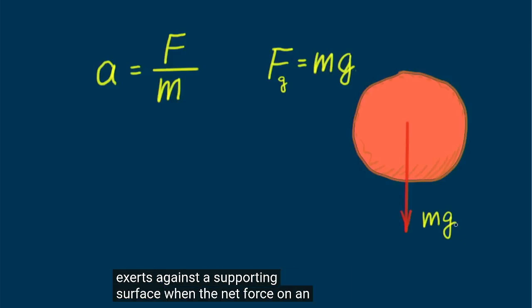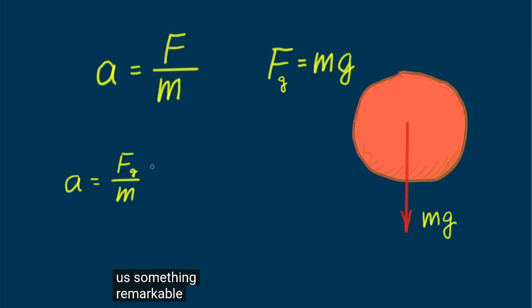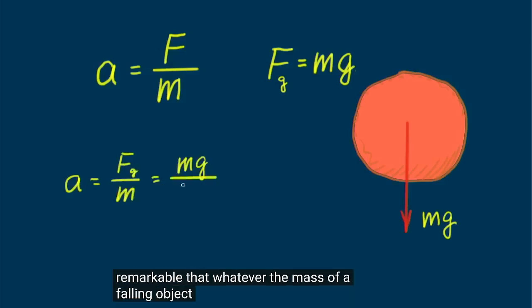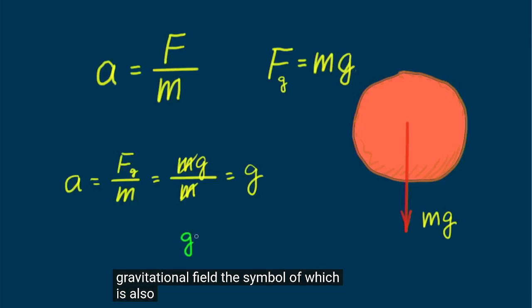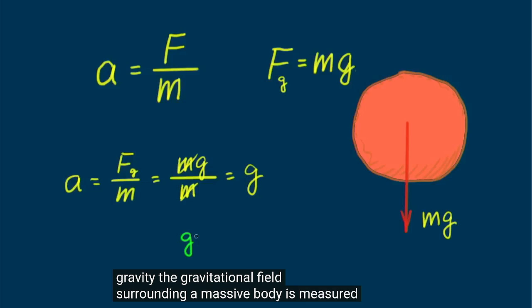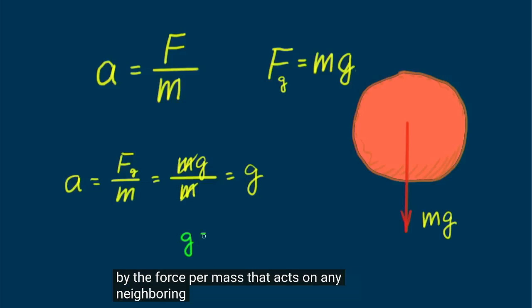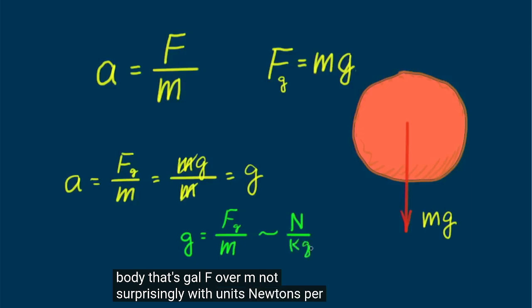When the net force on an object is its weight, Newton's second law tells us something remarkable: that whatever the mass of a falling object, acceleration is always g. Later, you'll learn about the gravitational field, the symbol of which is also g, the same g for acceleration due to gravity. The gravitational field surrounding a massive body is measured by the force per mass that acts on any neighboring body. That's g equals F over m, not surprisingly with units newtons per kilogram.